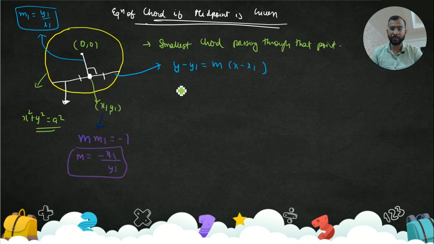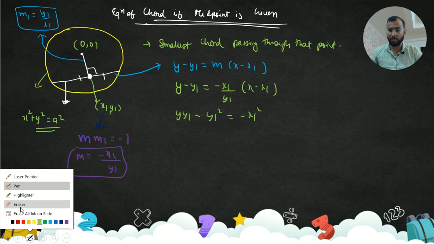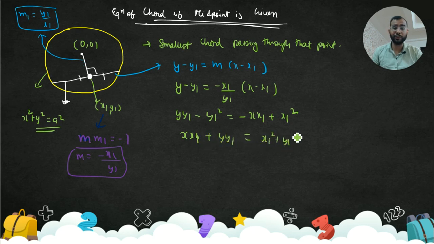So let's substitute here. y minus y1 equals minus x1 upon y1 into (x minus x1). Let's cross multiply. y y1 minus y1 square equals minus x x1 plus x1 square. Let's take this on the other side: x x1 plus y y1 is equal to x1 square plus y1 square. Now what I can add on both sides is minus a square, and this is minus a square. What is this?